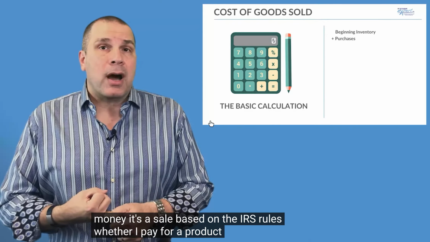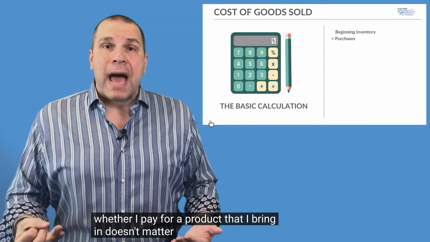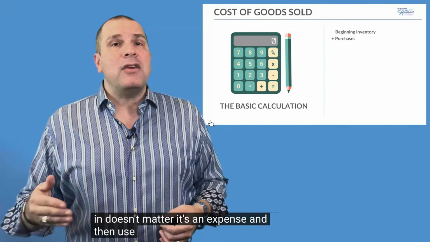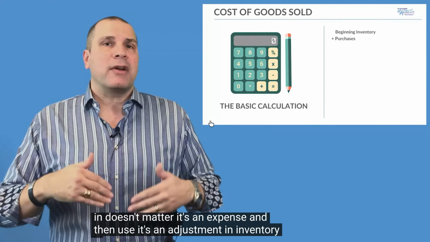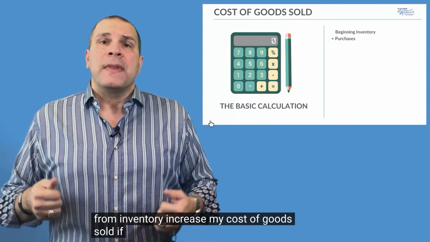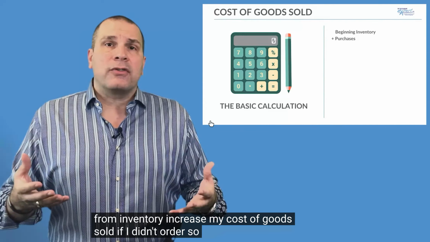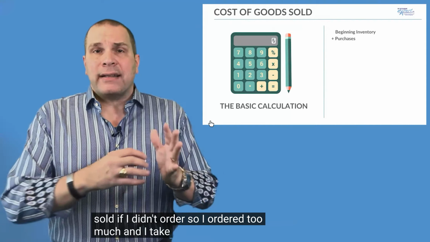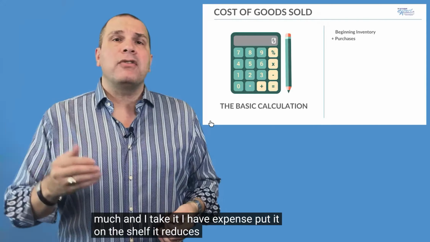Whether I pay for a product that I bring in doesn't matter, it's an expense. And then use. It's an adjustment in inventory. If I used more than I purchased, I take it from inventory, increasing my cost of goods sold. If I ordered too much and I take it out of expense and put it on the shelf, it reduces my cost of goods sold.